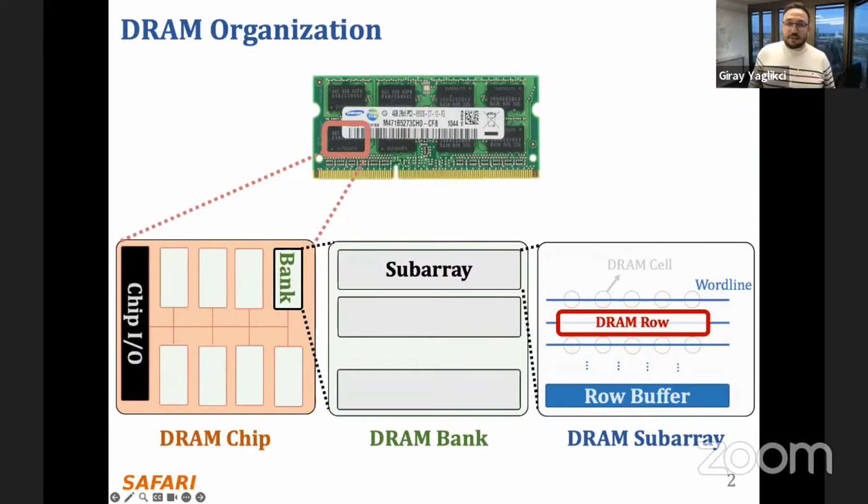And we access them internally in a DRAM row granularity. To activate a DRAM row, we assert the word line here, these blue lines. Once we assert the word line and activate a DRAM row, or open a DRAM row, we use the bit lines to connect these DRAM cells to this structure called row buffer so that we can perform the read and write operations from this row buffer.